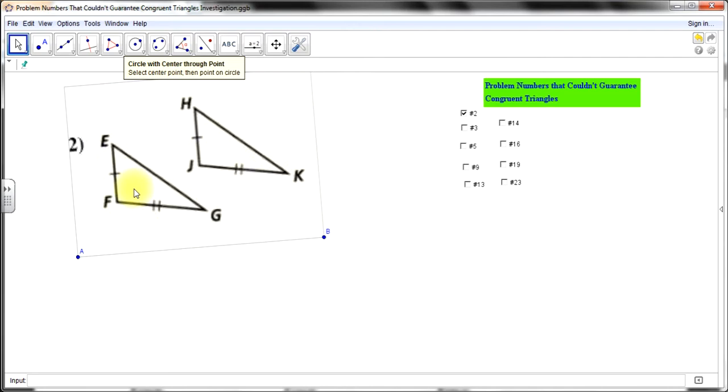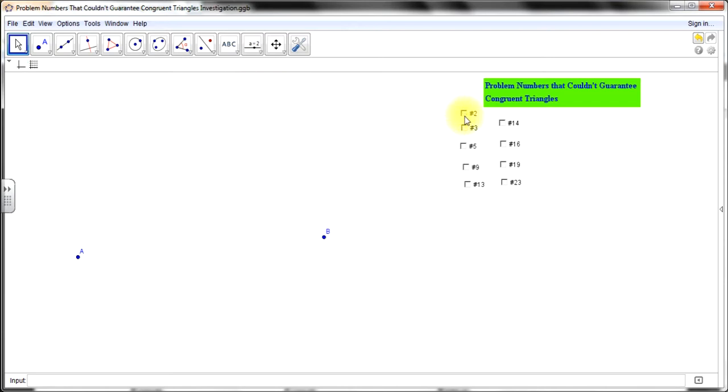Okay, so that's the whole point. We're going to try to make triangles that satisfy the given information from the diagram, but force the triangle that's not congruent to the ones in the picture. Each of these, if you uncheck, check, are just the different problem numbers. So your assignment is going to be to go through all these and construct from the given information a triangle that satisfies the given but does not make a congruent triangle.